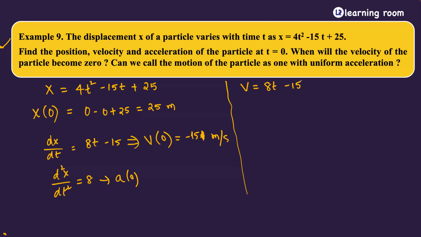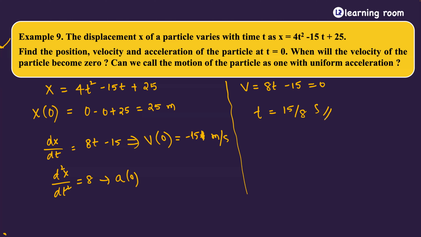Understand the difference. This is the velocity at t is equal to 0. Right? When can velocity be equal to 0? Means you're finding the zero of the polynomial. Means you will equate the polynomial to 0, then you will get t is equal to 15 by 8 seconds. It takes 15 by 8 seconds for the particle to come to rest. Clear with that? Right.